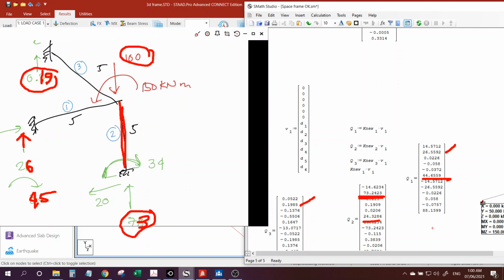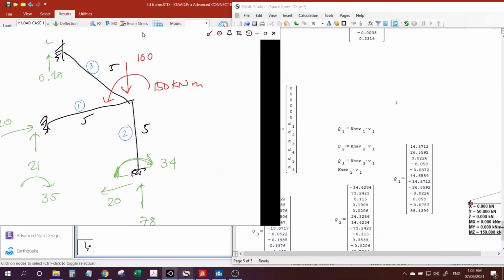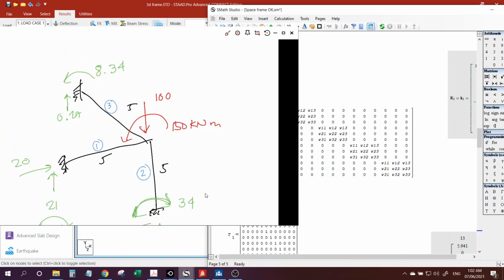And for member 2, I'm getting 24 here. And for sure, if you perform an equilibrium analysis, this moment will counter the 150 kilonewton meter. Because it's in 3D, if you sum up moments here, of course, you will also consider these forces. So that's how you analyze a space frame member, using a 12 by 12 stiffness matrix like this.